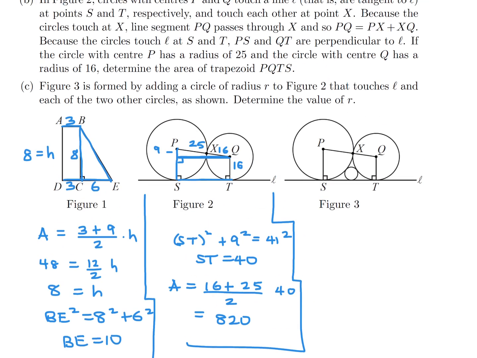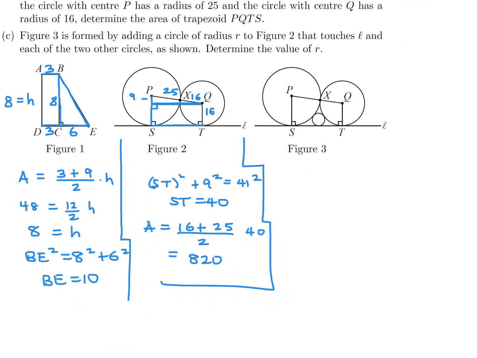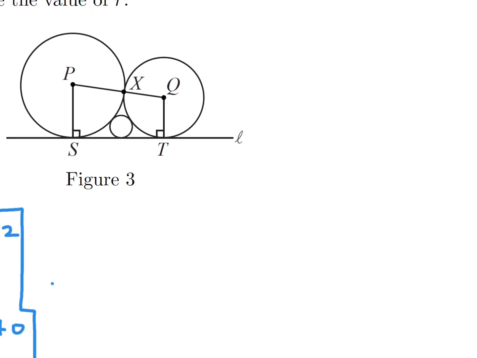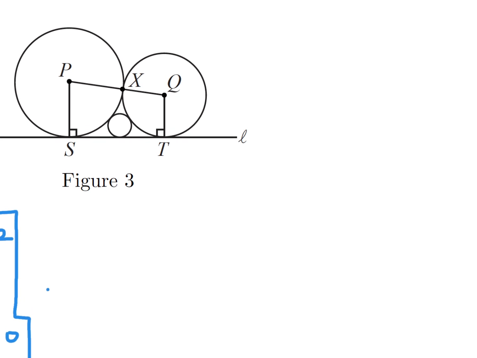Part C. Figure 3 is formed by adding a circle of radius r to figure 2 that touches L and each of the 2 other circles. Determine the value of r. Okay, so we're going to need to blow this up here. I'm probably going to make it as large as I can. Now I've got to carefully draw some lines here, because I need to illustrate what I need to do. So hopefully these lines will help, and let's see if I can label it without making the diagram too messy.